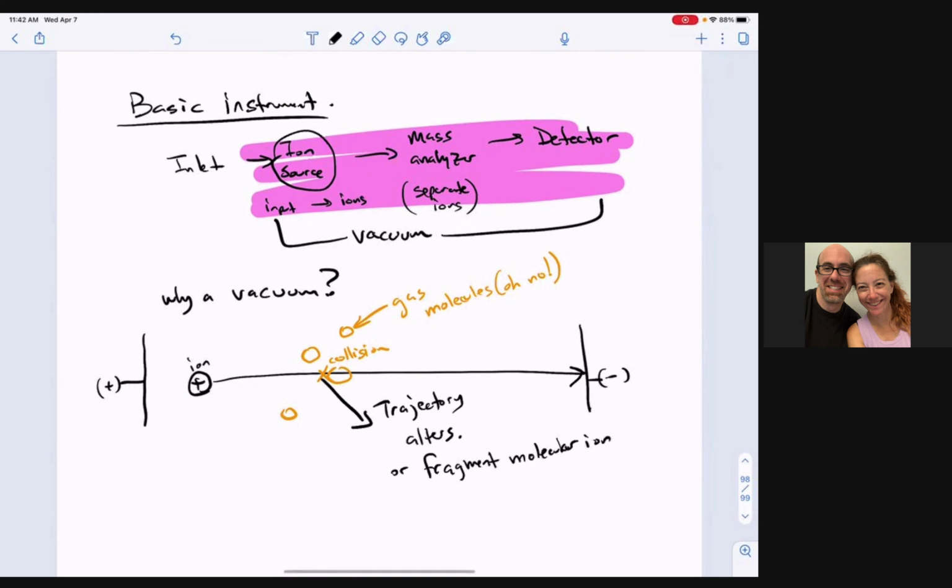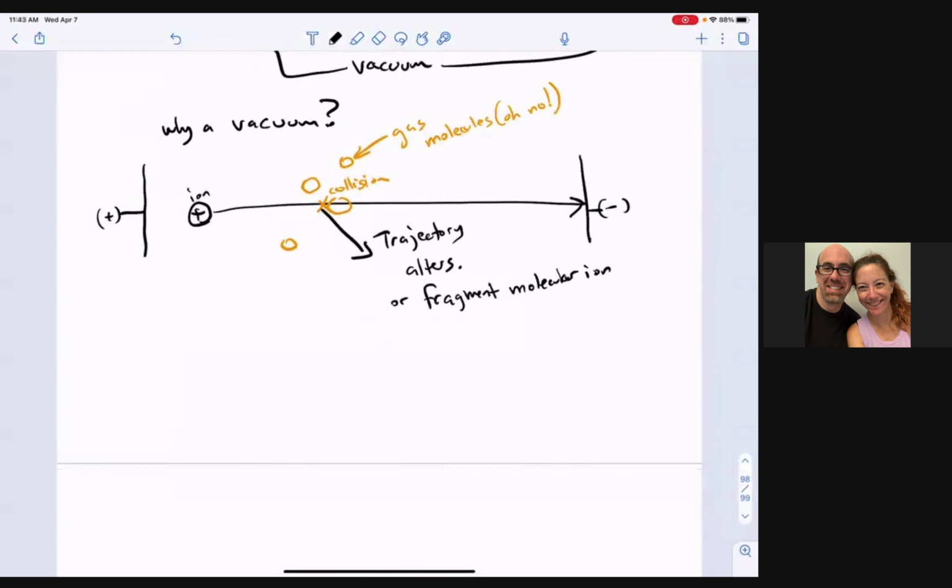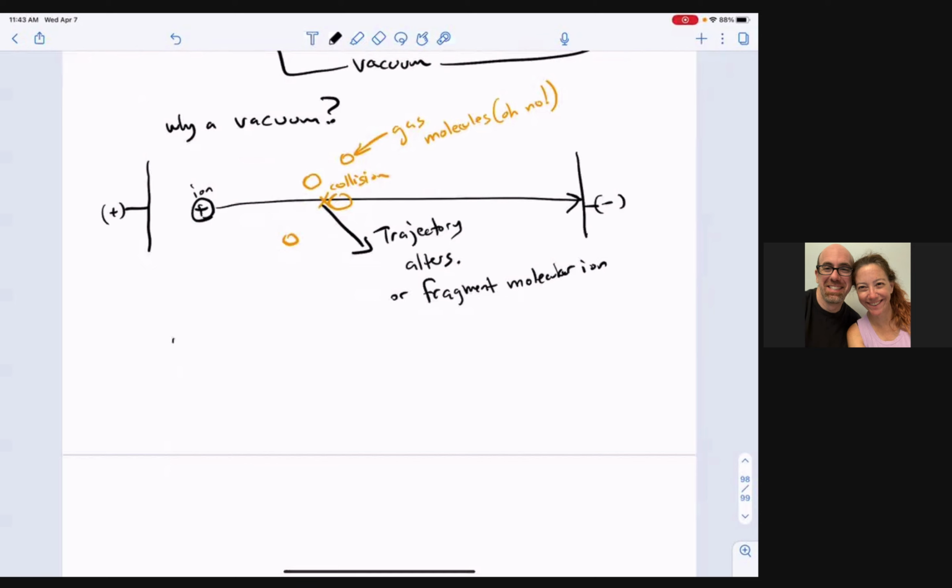Sometimes we do this on purpose, by the way. So I can fragment my molecular ion, or I can alter its trajectory. These are bad things. If I'm trying to make it go from point A to point B, and now it's hit something and gone a different direction, it may take more time to get there. It may arrive at a different point that I'm not expecting it to. So we have to conduct this under low vacuum, something called a mean free path. It's the distance between collisions.